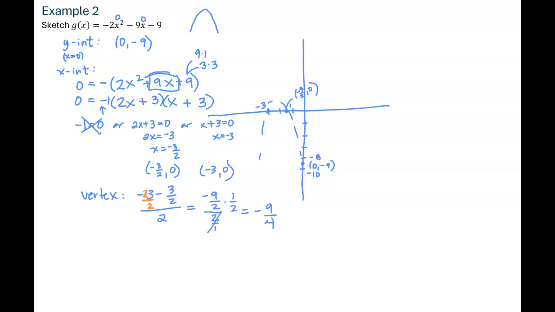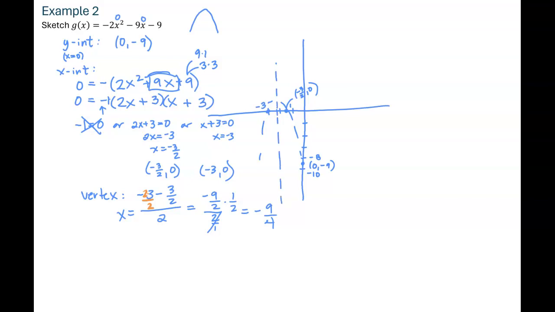So it looks like negative 9/4 is going to be the x-coordinate of our vertex. So what is that? 4/4 is 1, 8/4 is 2, so negative 2 1/4. So somewhere along negative 1, 2, right around here is our axis of symmetry.